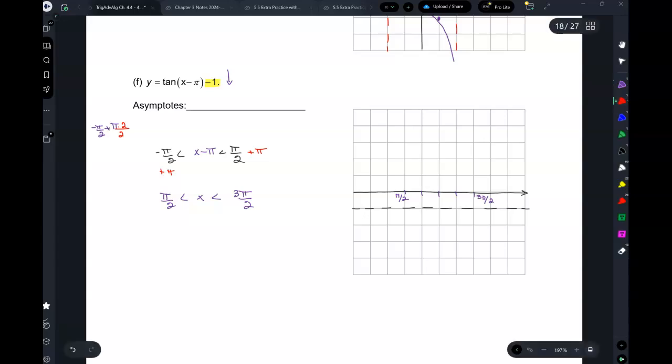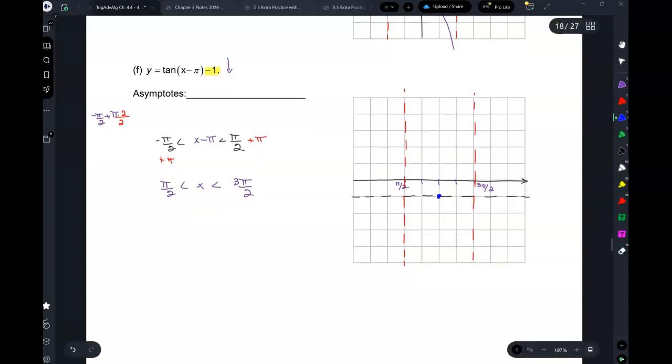Let me put the asymptotes, then we'll put the other points. Right, so the center point is going to be down here. So this is tangent and it's positive. So to the right, do I go up 1 or down 1? Up 1. And then here I go down 1. All right?